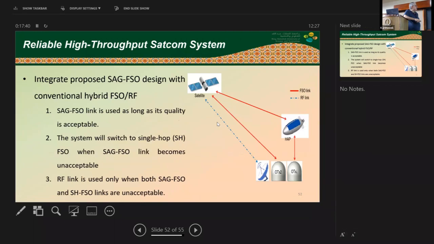But let me conclude with the ultimate system that we are proposing. And while we look at this ultimate system, because at the end of the day, yes, RF is good as a backup, but RF comes at a certain cost.